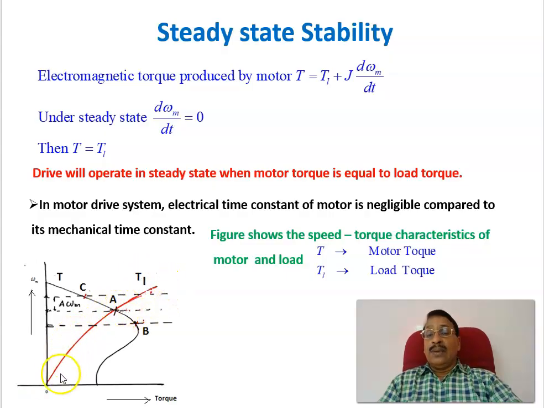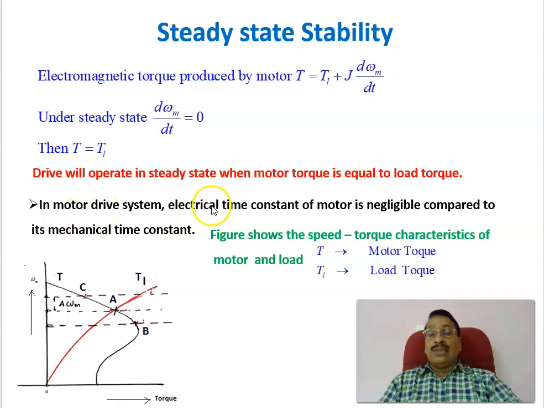Therefore TL versus omega m is this one, T versus omega m is this one, and the point of intersection is A. At this point A, T equal to TL. If the motor is working at this condition, that we call a steady state point, there d omega m by dt will become 0 and the motor torque is equal to the load torque. Therefore, the drive will operate in the steady state when the motor torque is equal to the load torque.